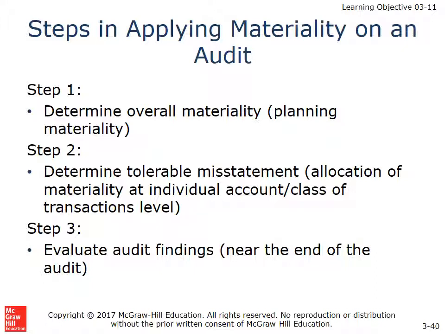So step 1, we want to determine overall, how much could these financial statements be off? What's the maximum number before someone would change their mind about them? Once we have that overall number, then we focus in on accounts. Well, how much could each account be off? Tolerable misstatement. And then in the third step, we reevaluate that based on our audit findings. And that's usually not done till the end of the audit. So in the beginning of the audit, we're looking at 1 and 2.